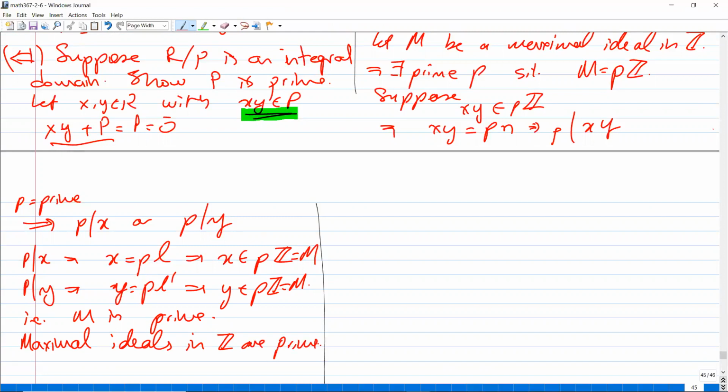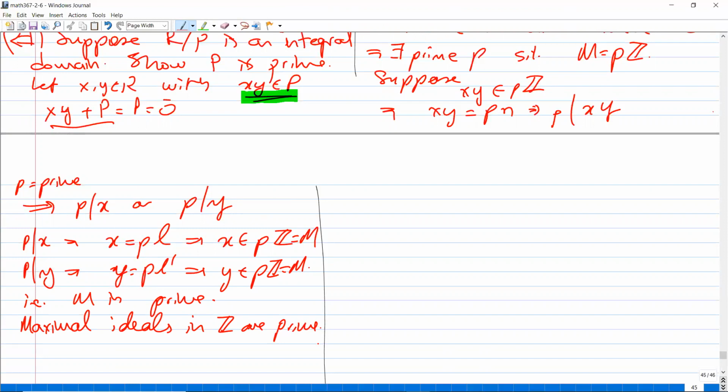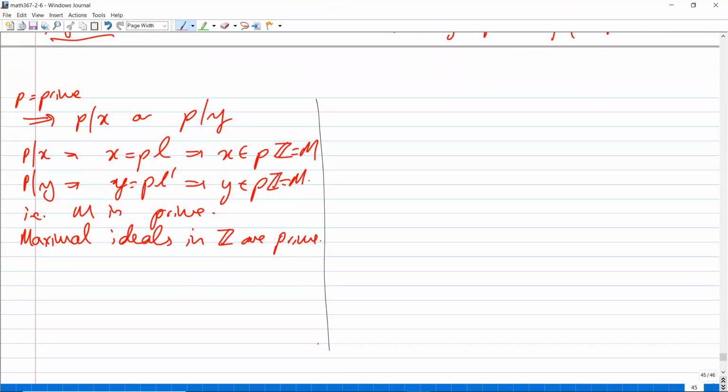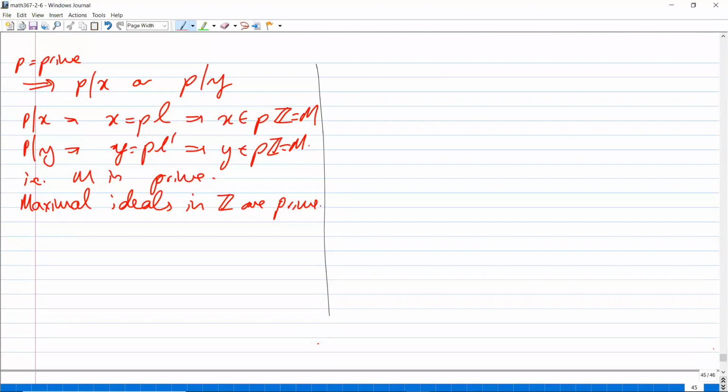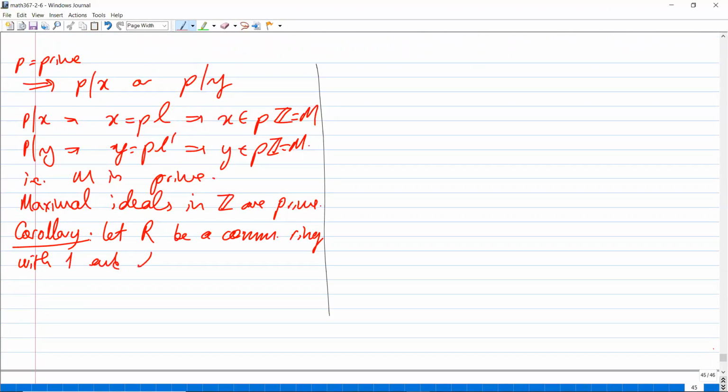But we showed this in Z, and this is true for every ring. So the corollary of the above proposition: let R be a commutative ring with one, and let I different than R be an ideal.